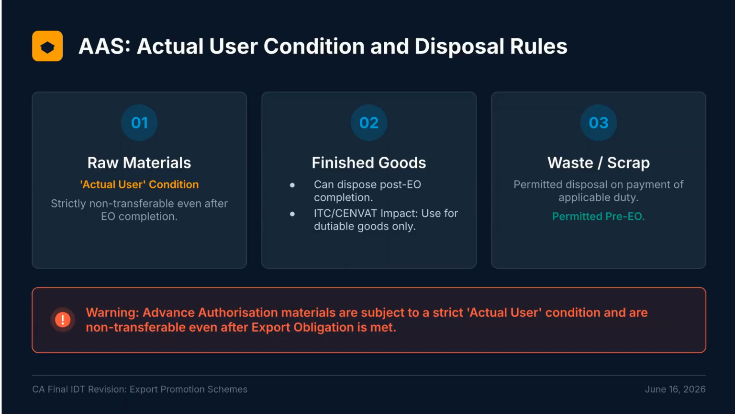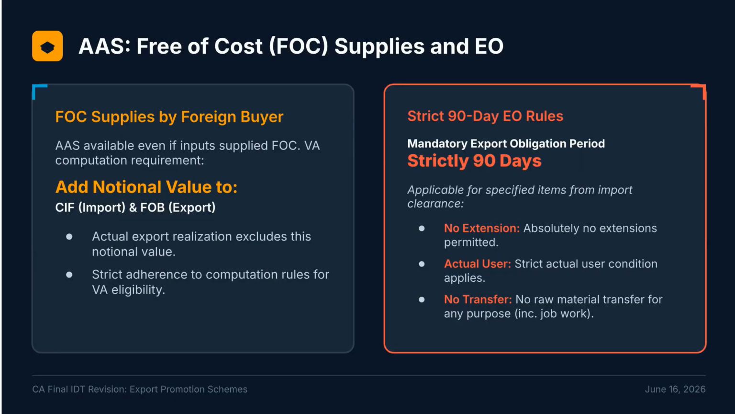Another important point relates to ITC or CENVAT benefits. If such benefits have been claimed, the imported materials must be used only for manufacturing dutiable goods. As for waste and scrap generated during production, they may be disposed of even before export obligation completion, provided the applicable duty is paid. Sometimes a foreign buyer supplies certain raw materials free of cost to the exporter.